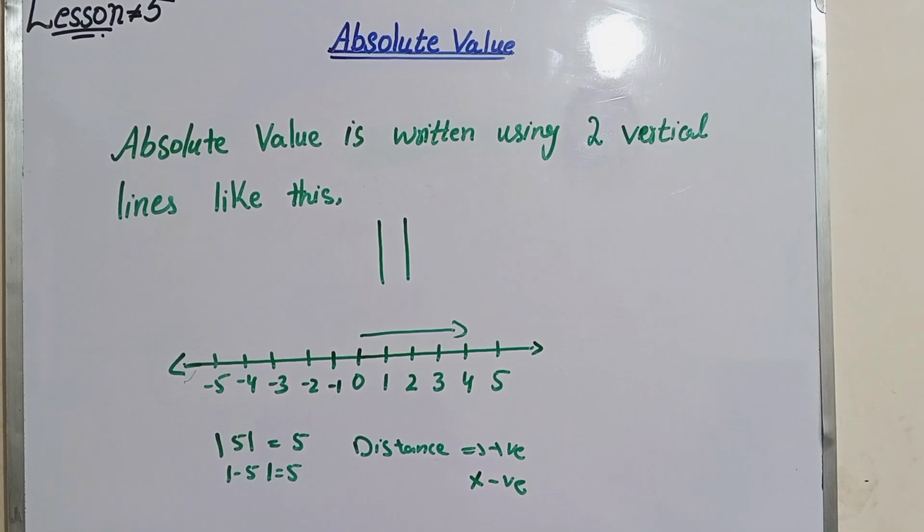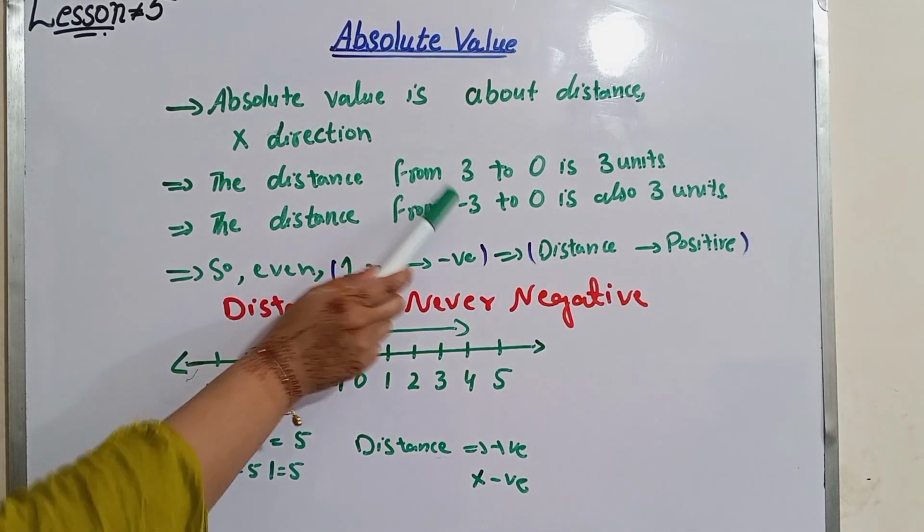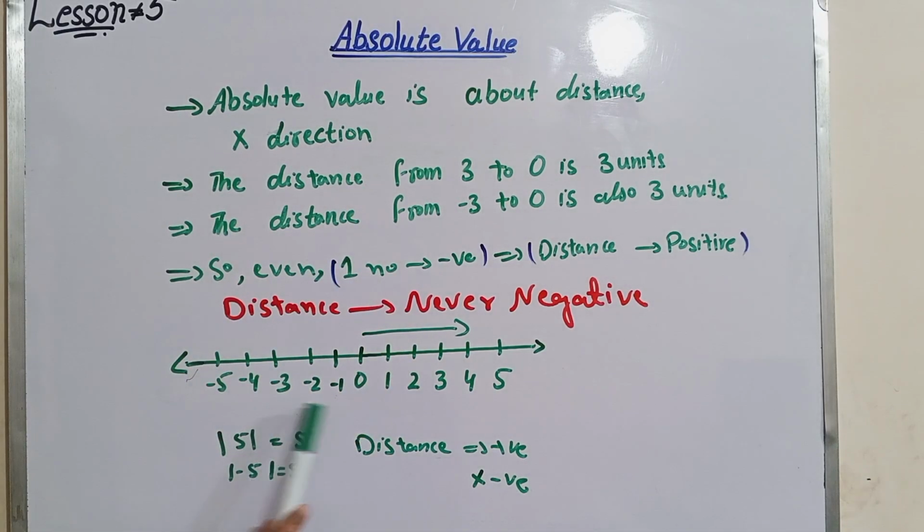The absolute value is used to determine the distance of a positive or negative number from zero. In the order of operations, absolute value is treated the same as a set of parentheses. Now you can see the real meaning of the distance idea. Here's a key idea. Absolute value is about distance, not direction. The distance from 3 to 0 is 3 units. The distance from minus 3 to 0 is also 3 units. So even if a number is negative, the distance is still positive, and the distance can never be negative. So the absolute value of 5 is 5, and the absolute value of minus 5 is also 5.